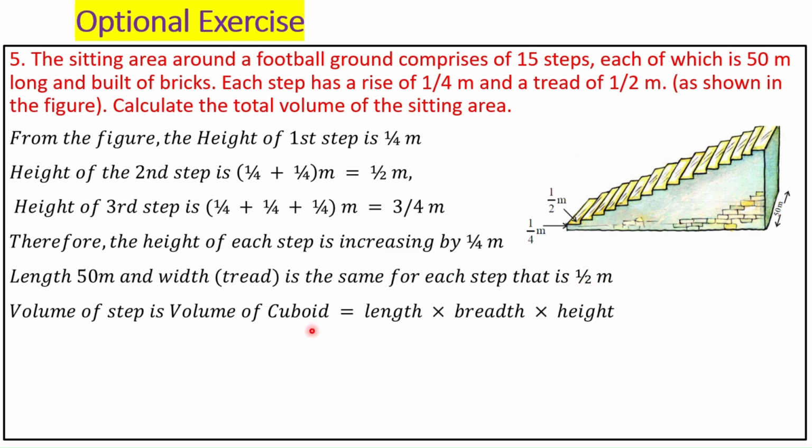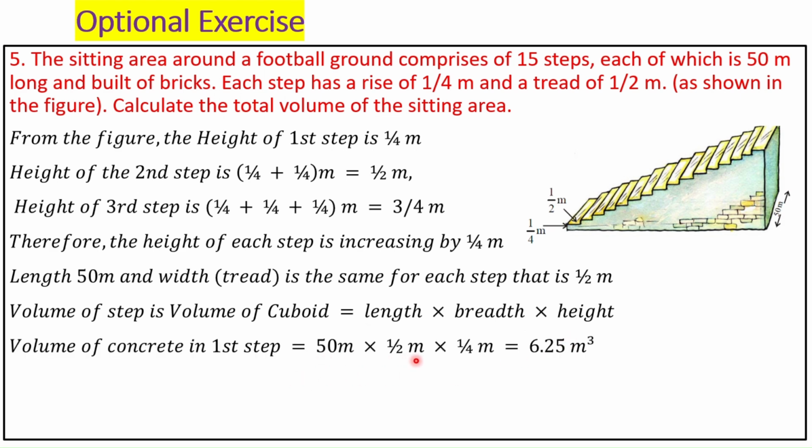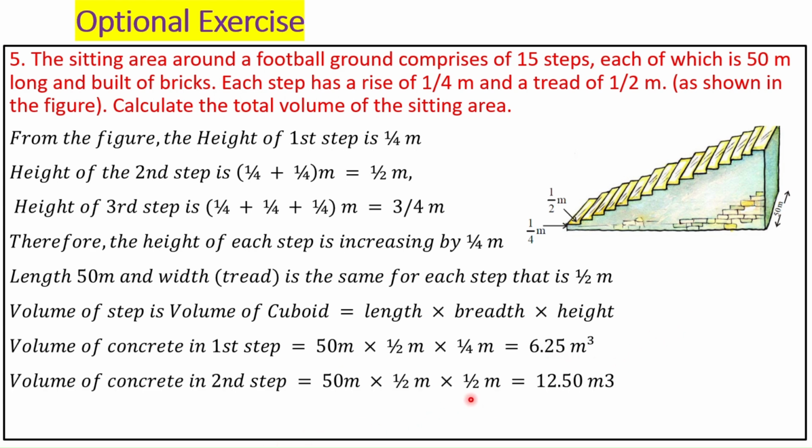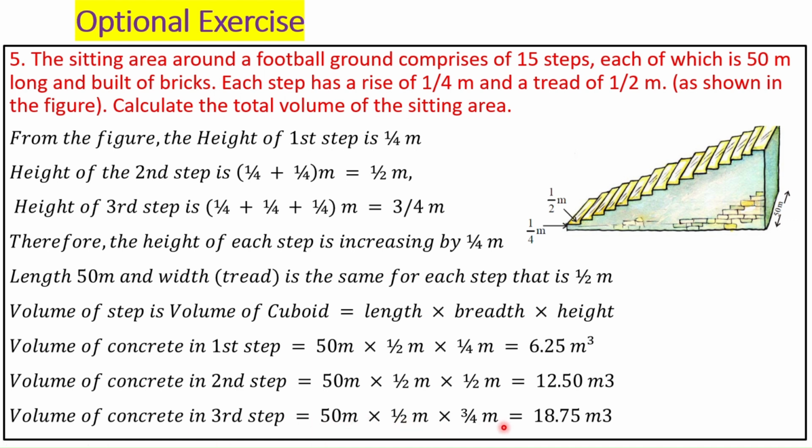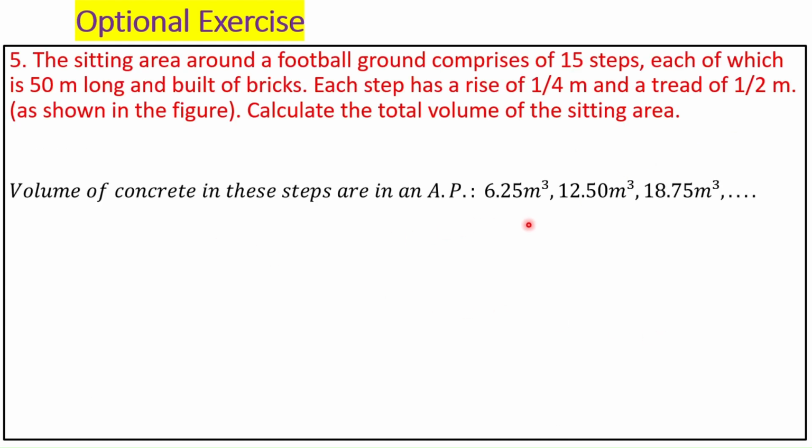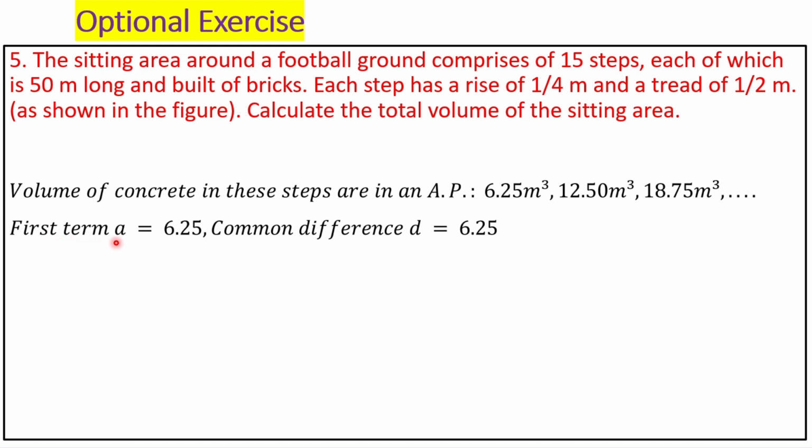So that means volume of first cuboid, first step, if I calculate the volume of first step, that is length into breadth into height, which is equal to 50 into half into 1 by 4, that is 6.25 meter cube. Volume of second step is 50 into half into half, which is 12.50 meter cube. And third one is basically 18.75 meter cube. Okay, so this is forming an arithmetic progression, right? 6.25 difference, correct? So first term is 6.25, common difference is 6.25.